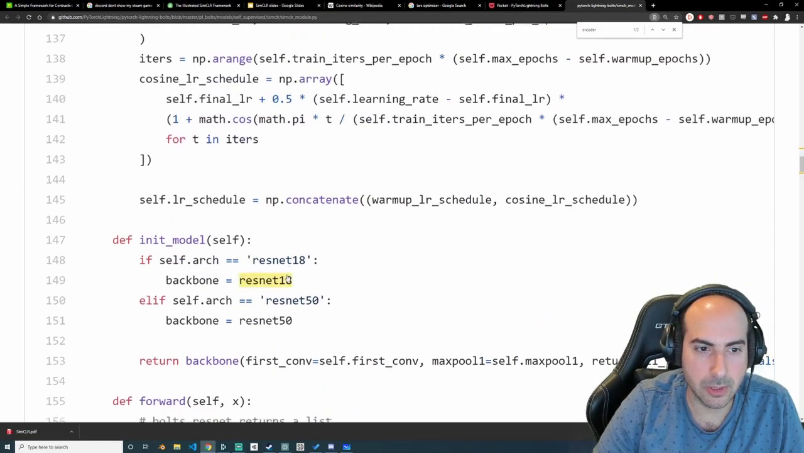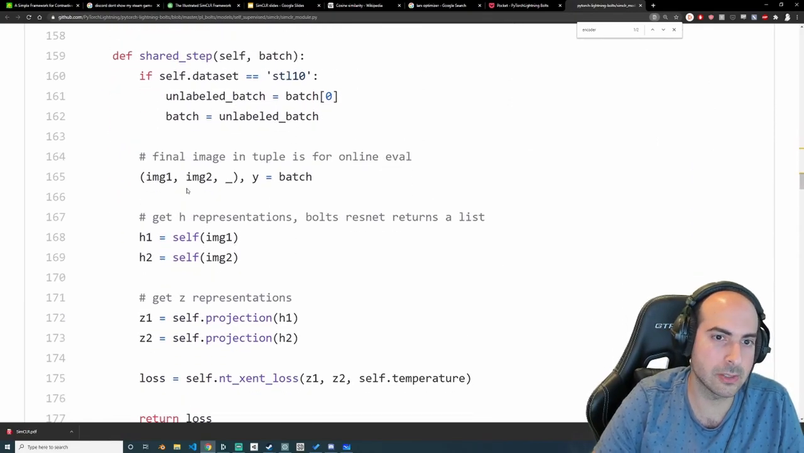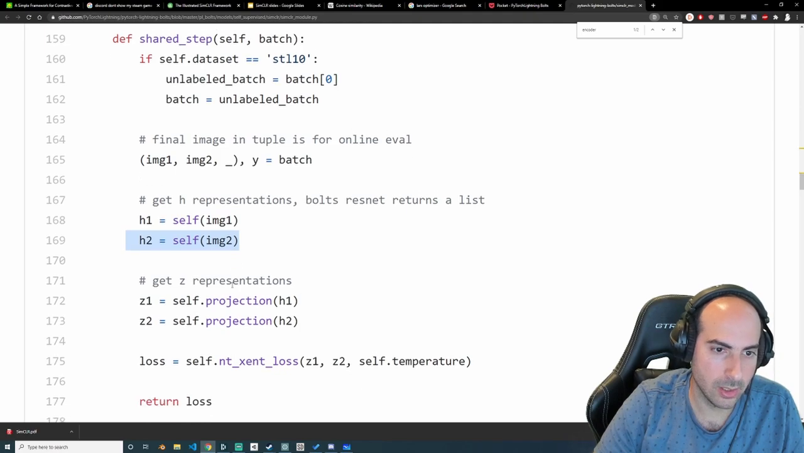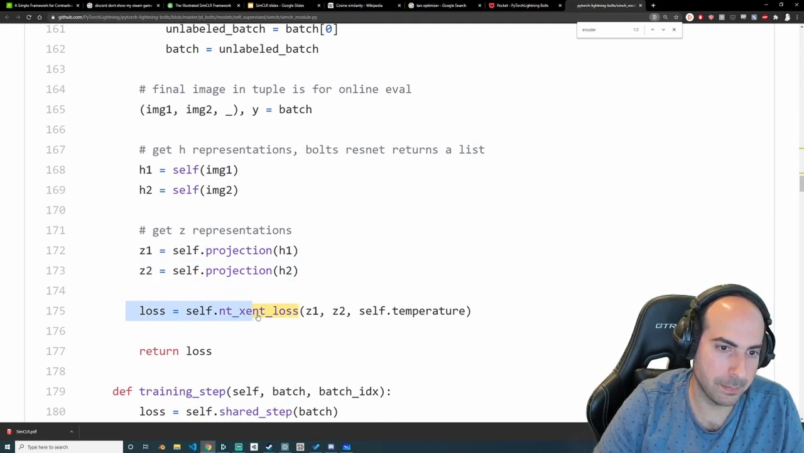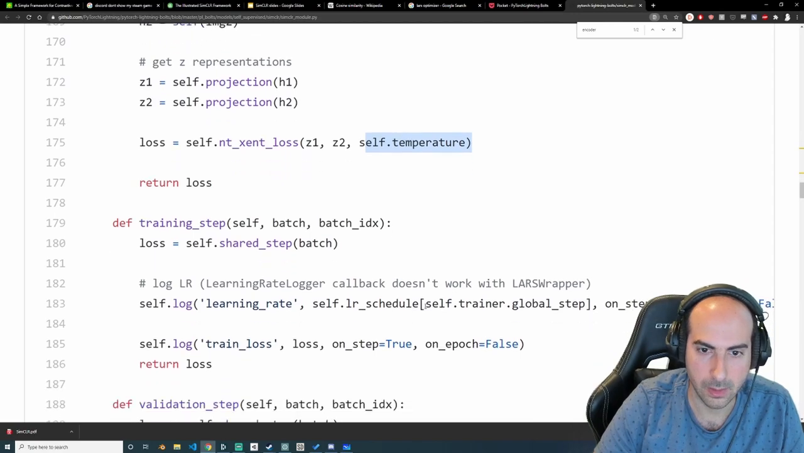And then if you keep going here, this shared step looks exactly like the pseudocode we took a look at. So one, we're going to look at images from a batch. We're going to get the representation of all of the images in the batch. We're going to get projections for all of the images in the batch. And then we're going to pairwise compare with the normalized temperature-scaled cross entropy with this temperature here.